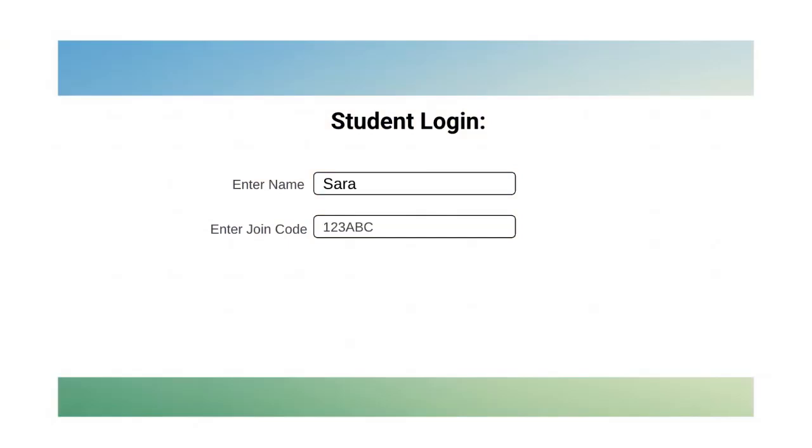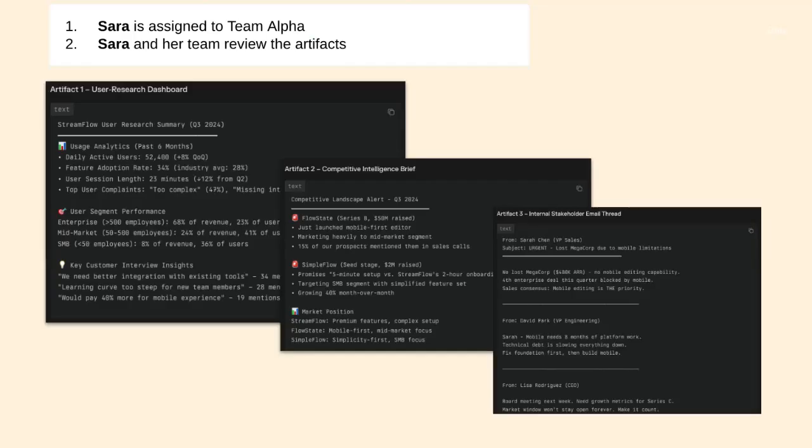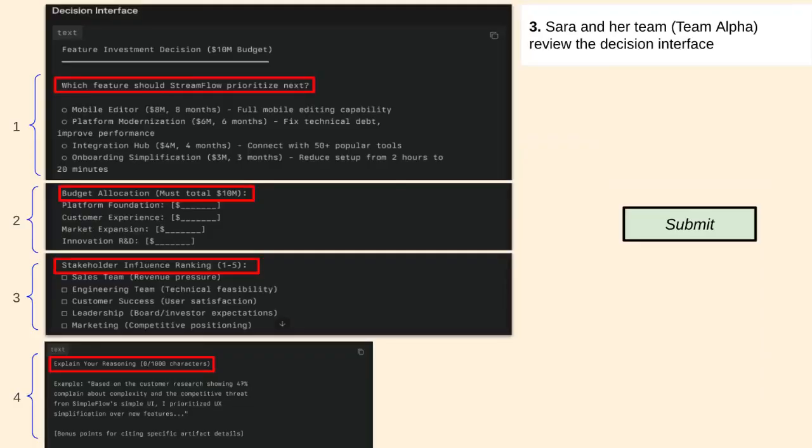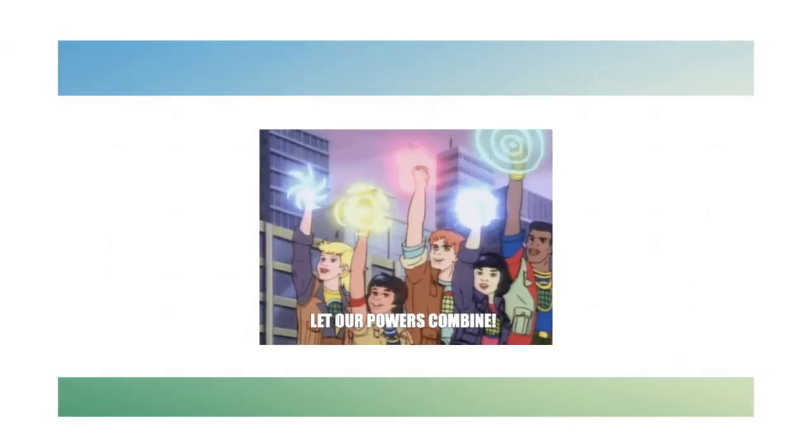She logs in on the student page using the join code, and after learning she's on Team Alpha, she and her team will review the artifacts that Blake had already previously created, as well as the decision interface. Then they go ahead and get started. This is where the magic really begins. Sarah and the rest of her team engage in the experience, analyzing the data, discussing, collaborating, and making decisions that put them in the driver's seat.